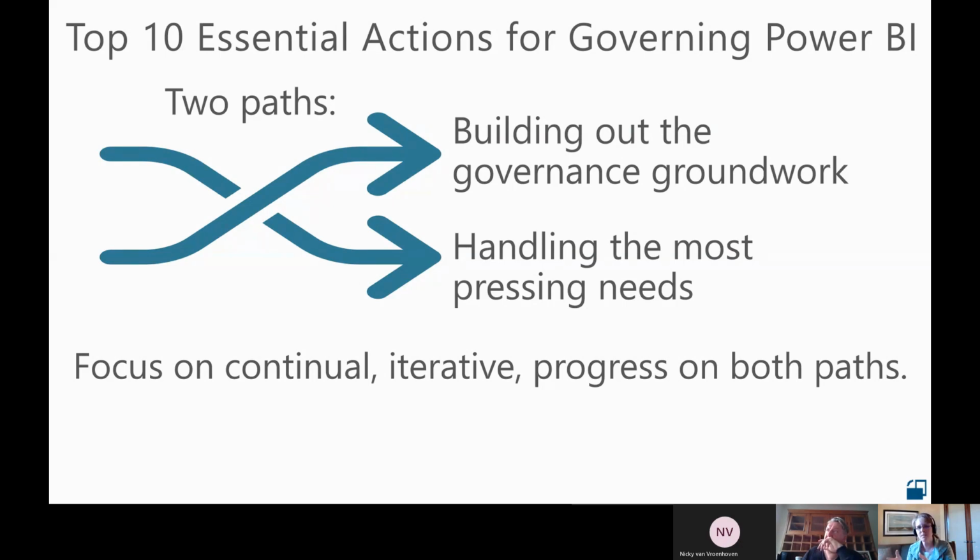Then you've got handling your most pressing needs. So you're always going to go back and forth on the paths. You're going to devote time to both and just do this in continual, iterative, slow baby steps, right? Slow and steady progress, focusing on small projects that span both paths, is absolutely the way to go.